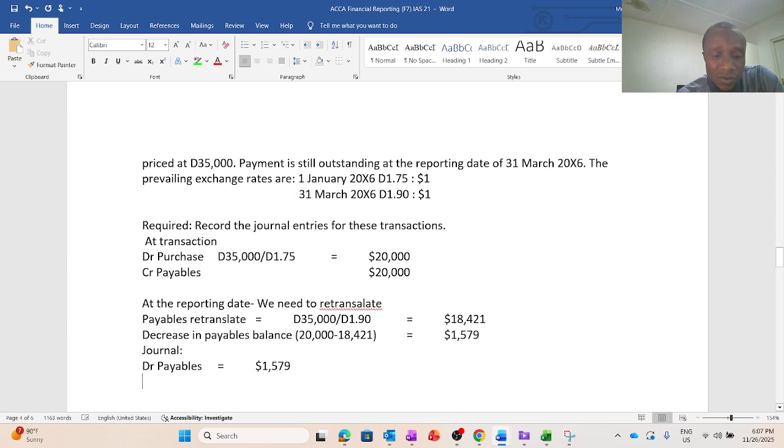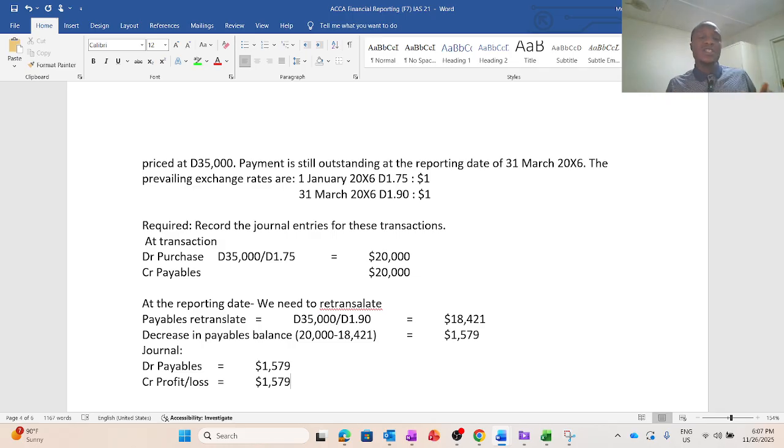$1,579, and we are going to credit the profit or loss by the same amount, 1,579. So basically, this is the concept of IAS 21.